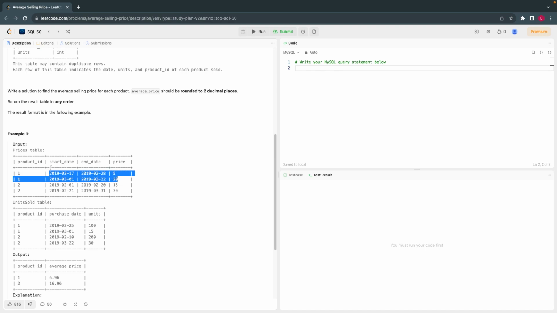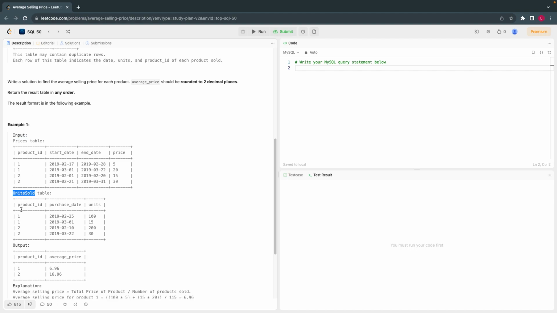So what we have to find out for the same product is the average selling price. This is the price, but where the products got sold and how many units got sold, that information is here. So you have a product ID, say product 1, purchase date on this date, 2019 February 25, 100 units got sold.